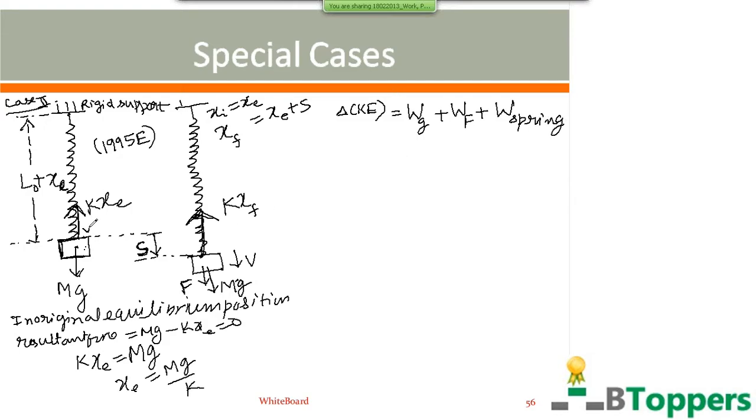Here the block is initially at rest in the vernal equilibrium position before the application of this constant force F. So initial velocity is 0, initial kinetic energy is 0. Final kinetic energy of the block we can write as half mv square. So delta K is the change in the kinetic energy of the block, which you can write as final kinetic energy of the block in this position on the right side minus initial kinetic energy in the vernal equilibrium position. Initial kinetic energy at the vernal equilibrium position is 0.